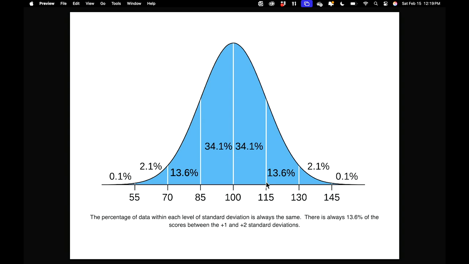We would add 34.1 to 13.6, and we would get the percentage of people, of sample means, that lie between the mean and +2 standard deviations. So this is just simple addition to determine how much of the population lies under certain components. So those lines that are in all of the examples of the normal curve are lines that delineate standard deviation. Now, in this particular example, we're looking at IQ.